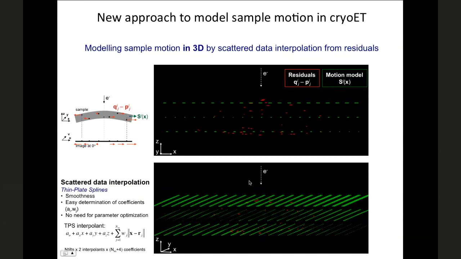There are many scattered data interpolation techniques, but here we use thin plate splines because they are very smooth and the determination of the coefficients is very easy by simply solving a system of linear equations. And this is the form of the interpolants. And so we have two interpolants per tilt, each with a number of coefficients, but they are very easy to determine.